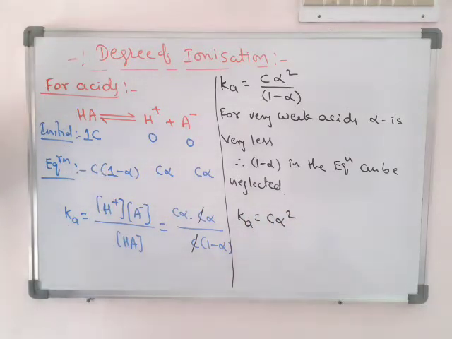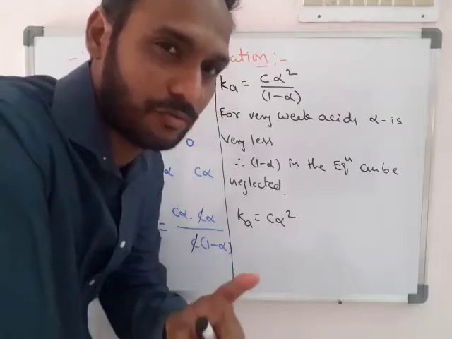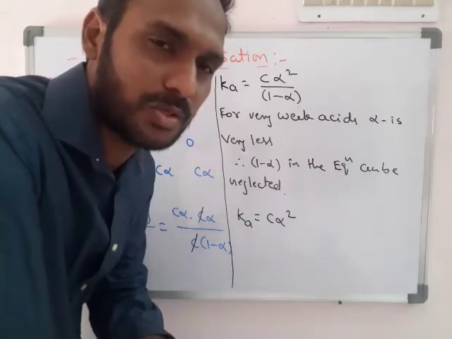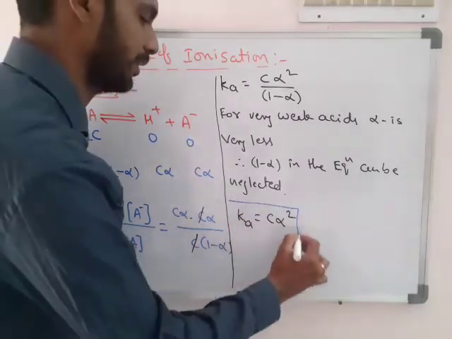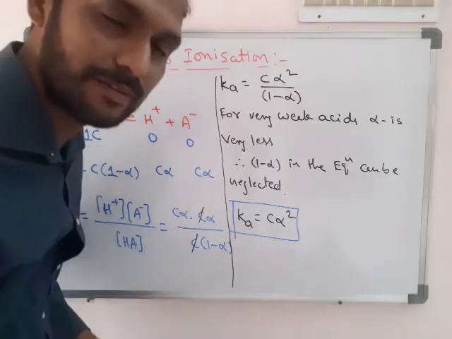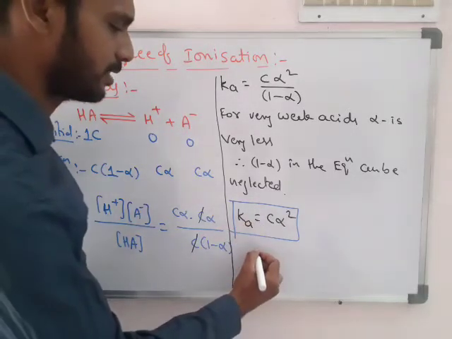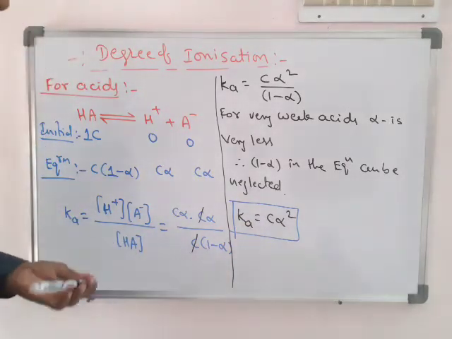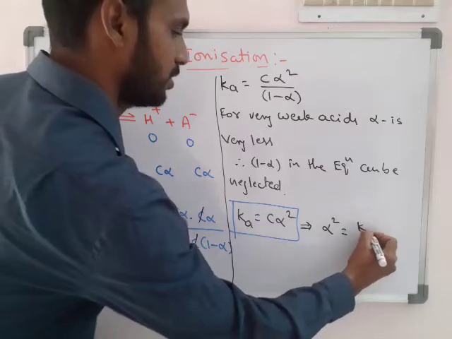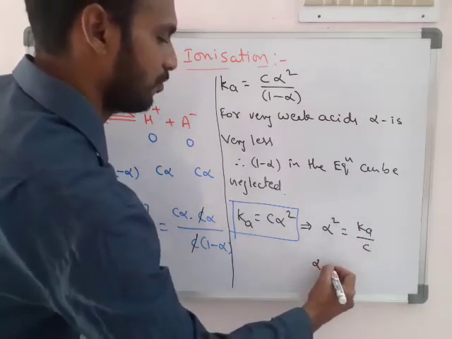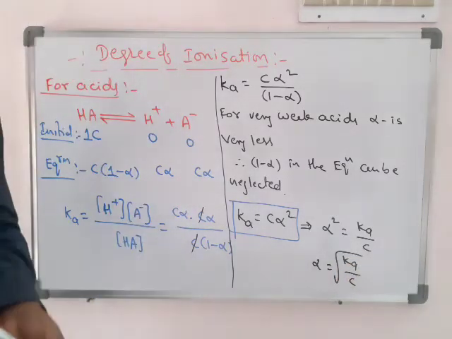So this will be known as a formula. From now onwards we have to remember for weak acids, the dissociation constant of weak acids is Ka is equal to C into alpha square. C is the given concentration, alpha is the extent of ionization. So we can change this formula: alpha square is equal to Ka by C, and so alpha is equal to root Ka by C. Also remember this is also a formula.